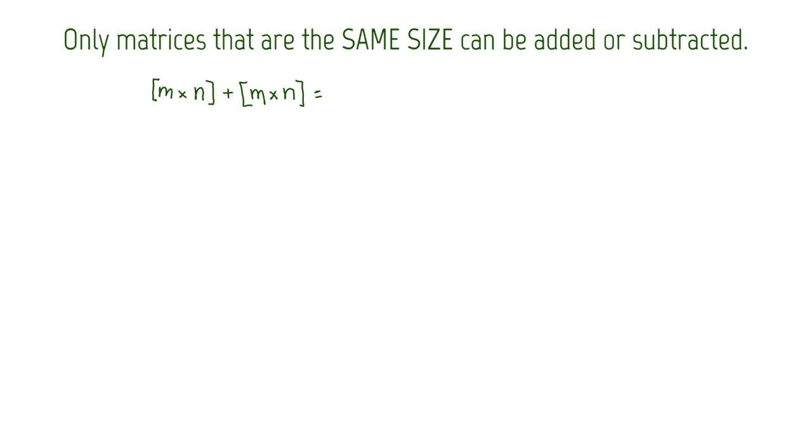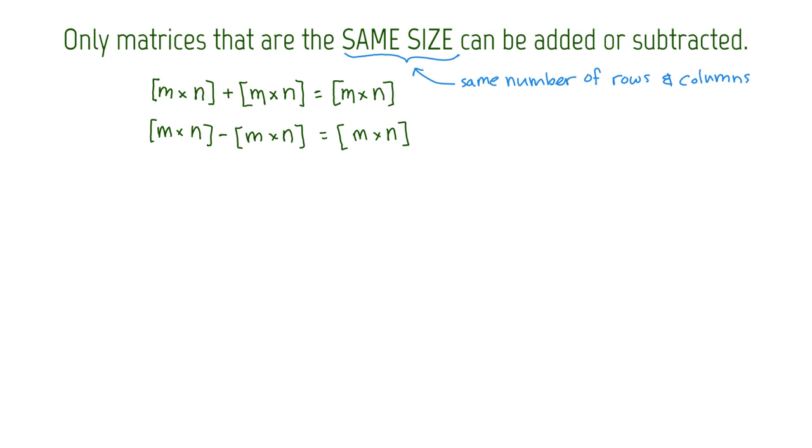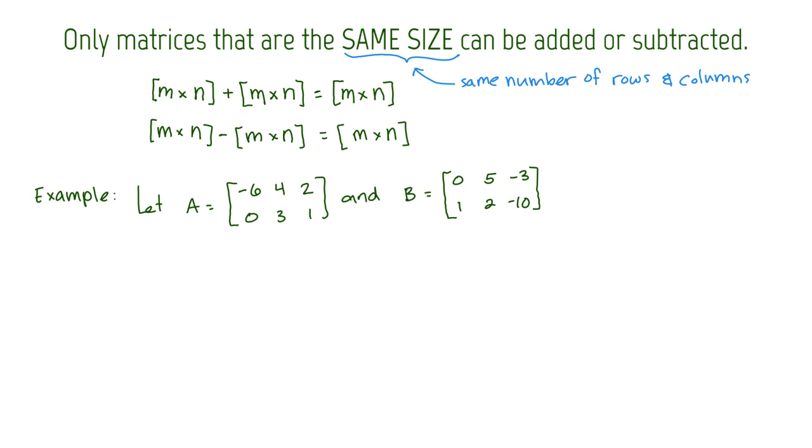Only matrices that are the same size can be added or subtracted. So in order to add or subtract two matrices together, they have to have the same number of rows, and then their columns must also be equal. The resulting size of a matrix will be the same size as the two matrices you added together.